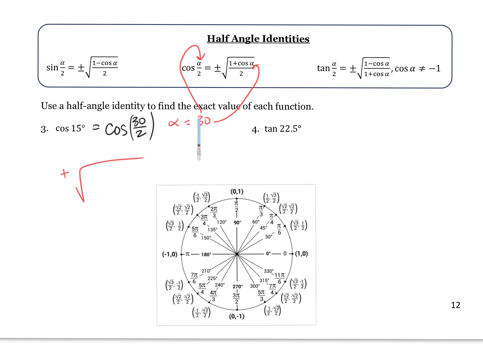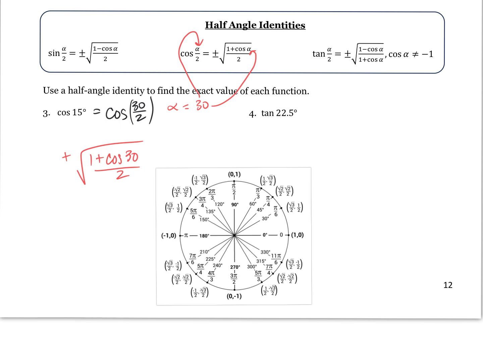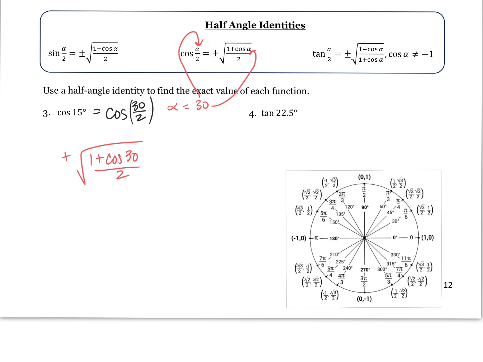Did the 30 influence that? No. It's all about what the original angle is, and we'll run into that again. So we're going to use this: 1 plus the cosine of our alpha, which we said was 30, over 2. Use your unit circle. What's the cosine at 30? Root 3 over 2.